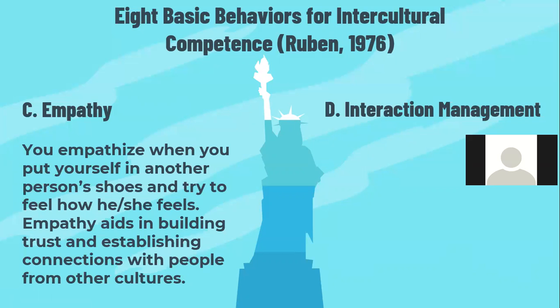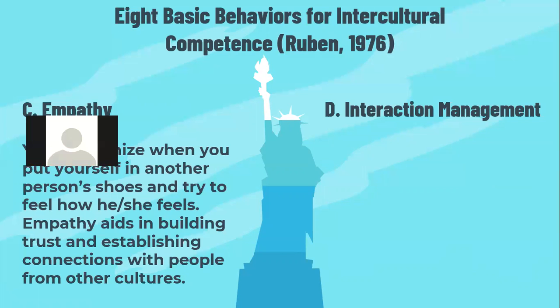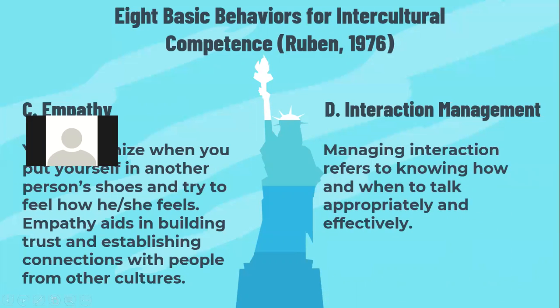Next one is interaction management. Managing interaction refers to knowing how and when to talk appropriately and effectively. So primarily, when we say interaction management, you should know when to take your turn. You need to know when you're going to speak or when you're going to listen. So you should know when to speak up your mind.